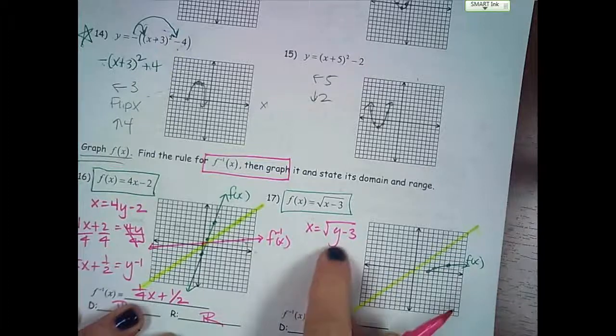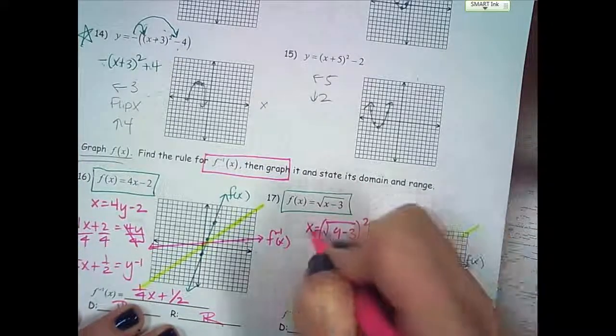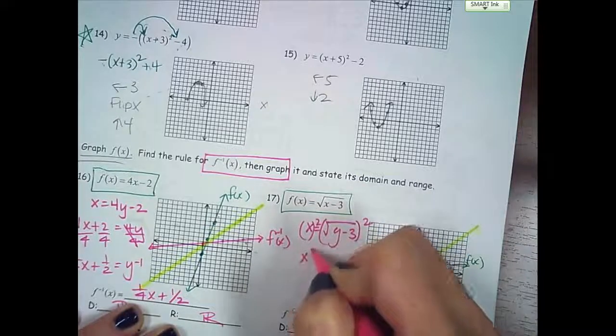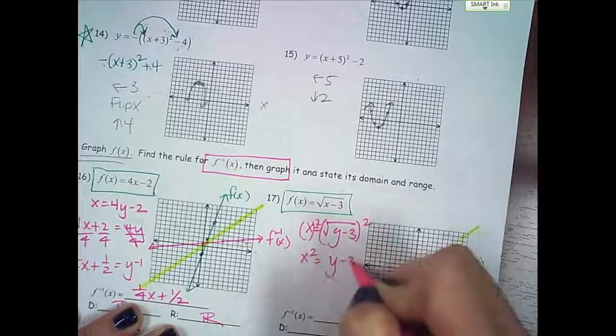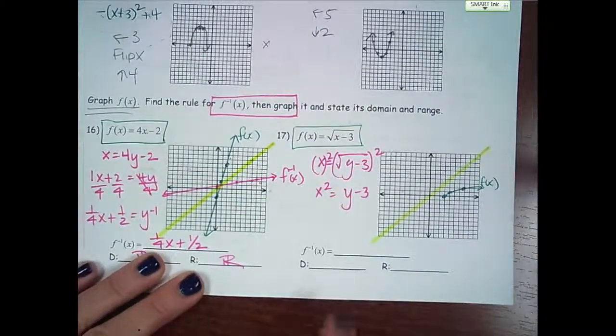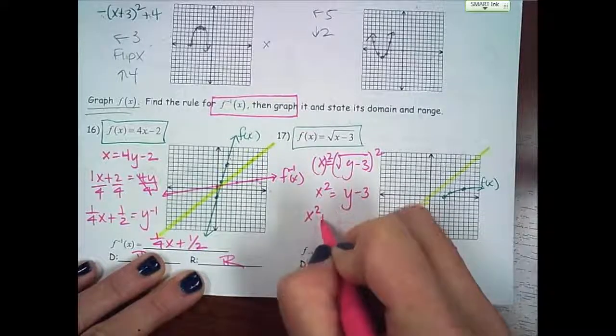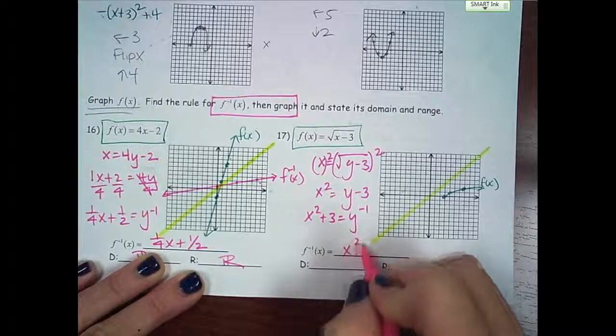I'm solving for y. So in order to do that, I'm going to square both sides because that's what's going to get rid of the radical. So now I have x squared equals, and squaring it just drops the radical. You don't need to change 3 to 9. You just drop the radical. Now move the 3 over, and now you have the inverse. So the inverse is x squared plus 3.